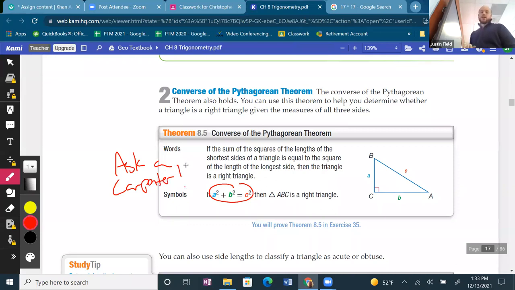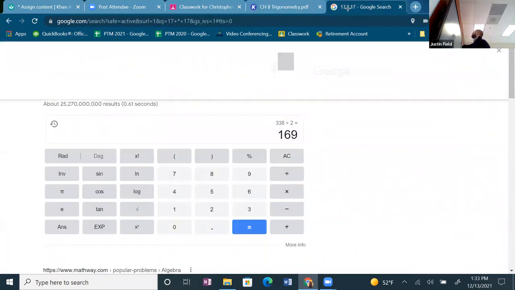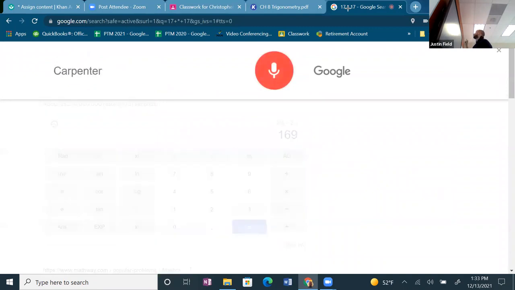All right. Carpenters have this thing called a square. They have an actual tool that looks like this. I think it's called a square. Well, why don't we Google it? Google the thing. Carpenter square.